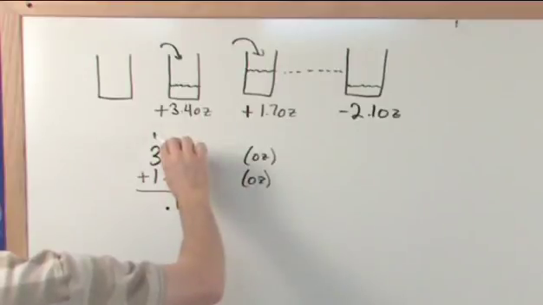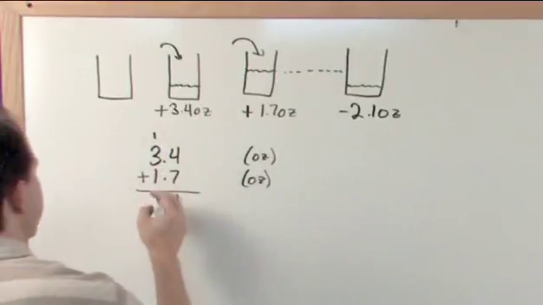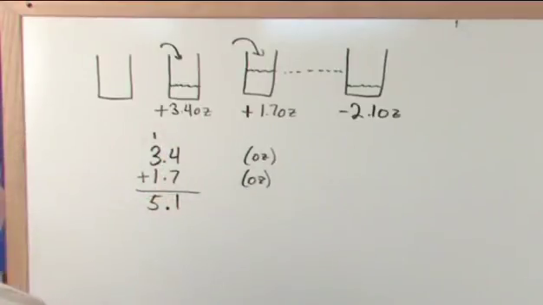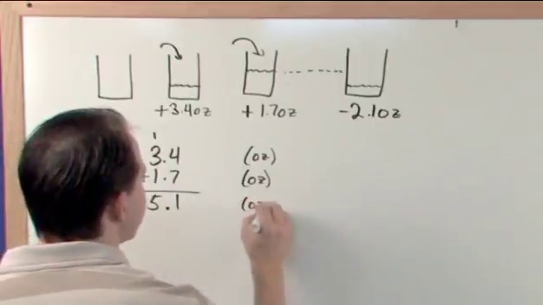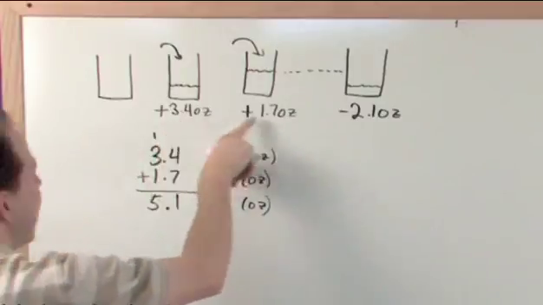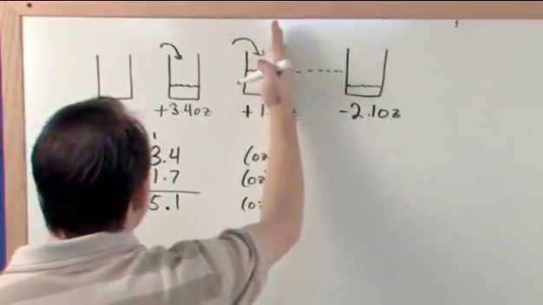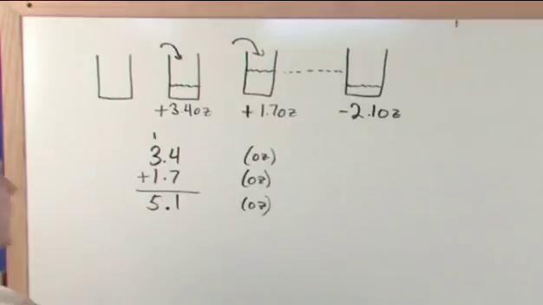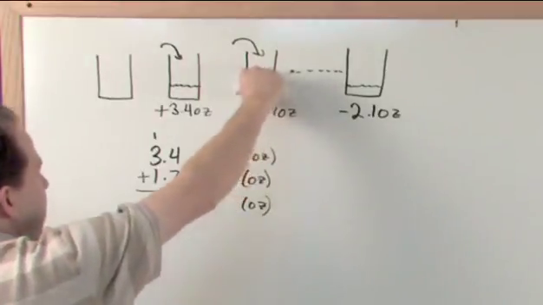3 plus 1 is 4, plus 1 more is 5. So this will just be a simple 5. 5.1, and again, it's ounces because ounces plus ounces gives us ounces. The units are the same. So when we added all of this water in up to this point, now we have 5.1 ounces in the cup. That's how much water is here, 5.1 ounces.